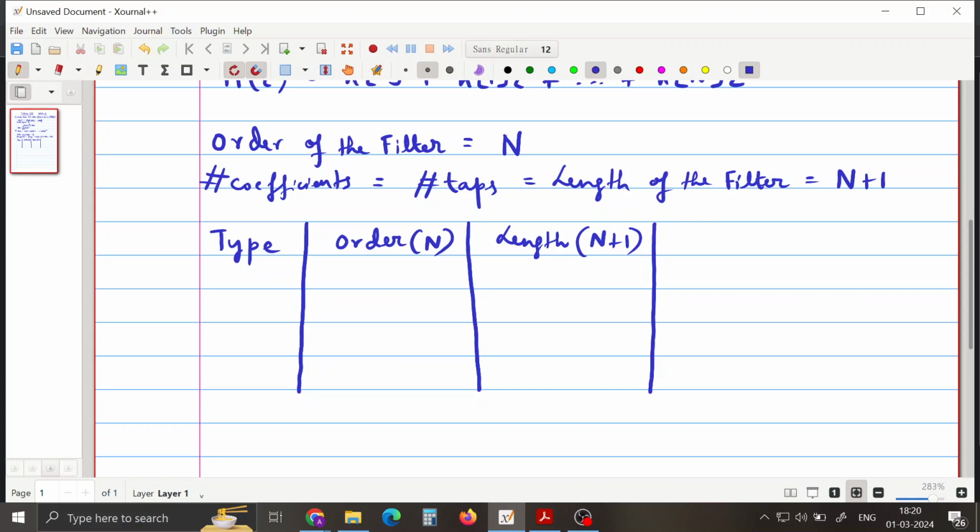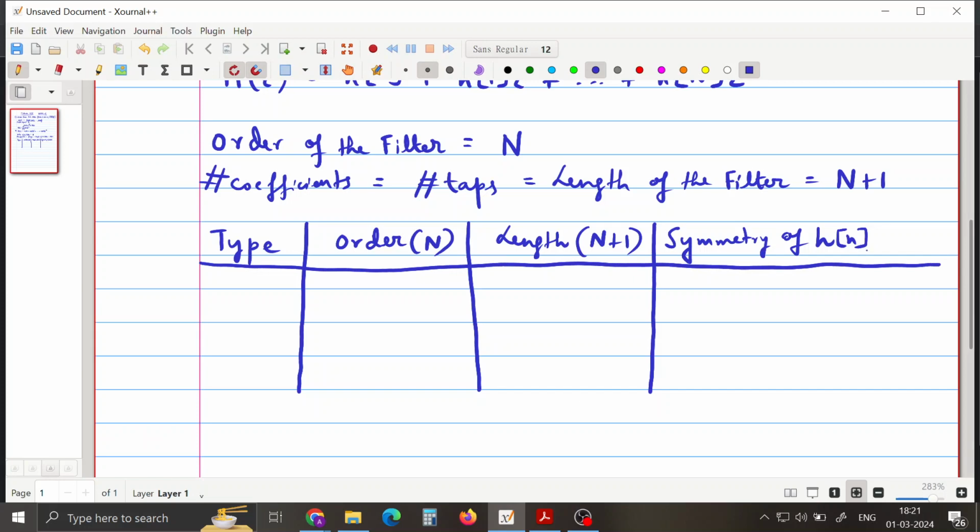And there is another property, which is the symmetry of the impulse response, h of n, that we are looking at. So these are the 4 columns and will form a table. First is a type 1 linear phase FIR filter. For a type 1 filter, we must have the order to be an even integer.